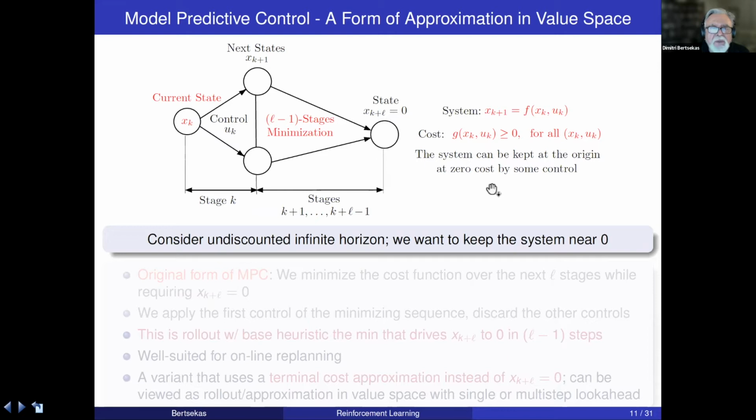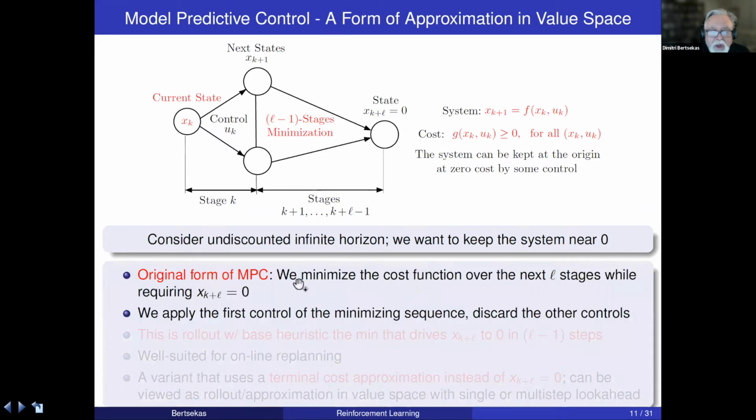And MPC, model predictive control, in its original form, works as follows. Instead of considering minimization over the infinite horizon, we consider minimization of the cost function over the next L stages. 3 stages, 5 stages, 10 stages, 2 stages. However, we also require that at the end of the L stages, we drive the state to 0. So we are at the current state and we calculate our control with the idea of bringing the state L steps ahead to 0.